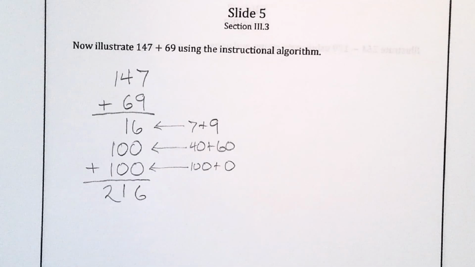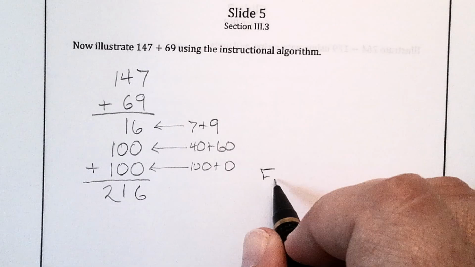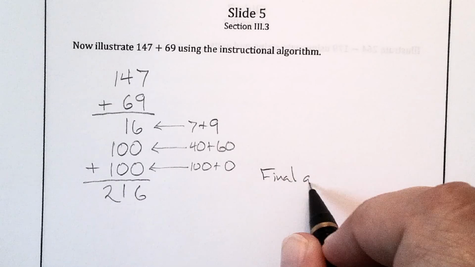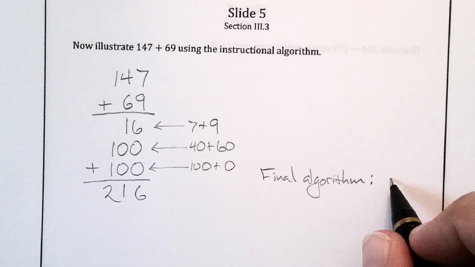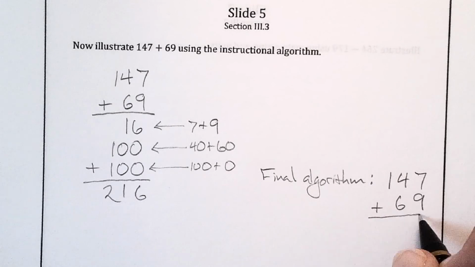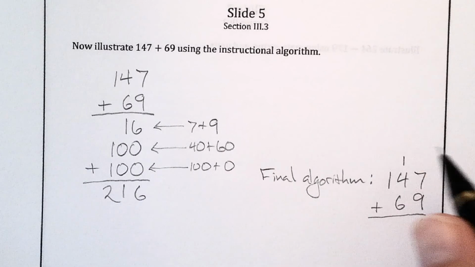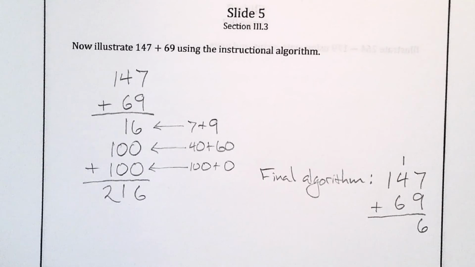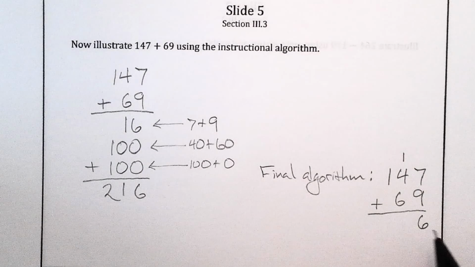So at this point, why don't we recall what we would write in grade school? The final algorithm. We have 147 plus 69. And here's what I would do. I would add 7 plus 9 and I get 16. But I put the 6 down here and the 1 up here. Now, what's really going on here? That's what I need to be able to explain to a student. What's going on is that when I add 7 plus 9, I get 16 ones. So I'm going to keep 6 of the ones there, but 10 of the ones I exchange for 1 10.